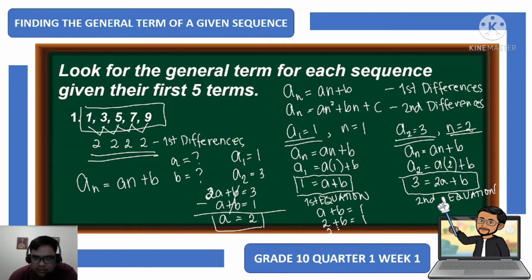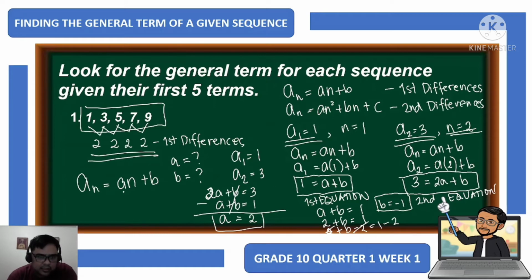So, 2 plus b, okay, minus 2, that would be equal to 1 minus 2. Okay, subtract both side by 2. So, makakancel si 2. So, si b na lang matitira dito. b is equal to, ito, solve natin. 1 minus 2 is negative 1. So, therefore, we know already the value of b, which is negative 1. Value of a, 2. Value of b, negative 1.